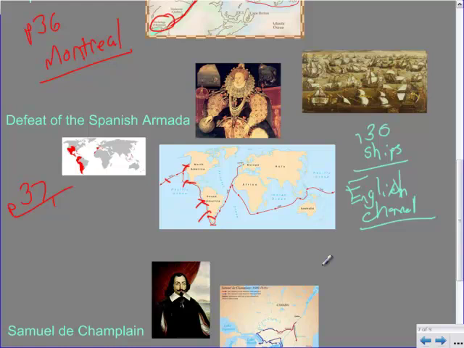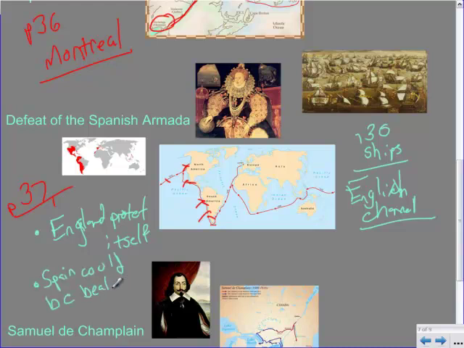So what ends up happening is that England wins, and it's important for 2 reasons, and these reasons are what you really need to know about why the Spanish Armada being defeated by England is important. It proves that England could defend itself, and that Spain could be beaten.